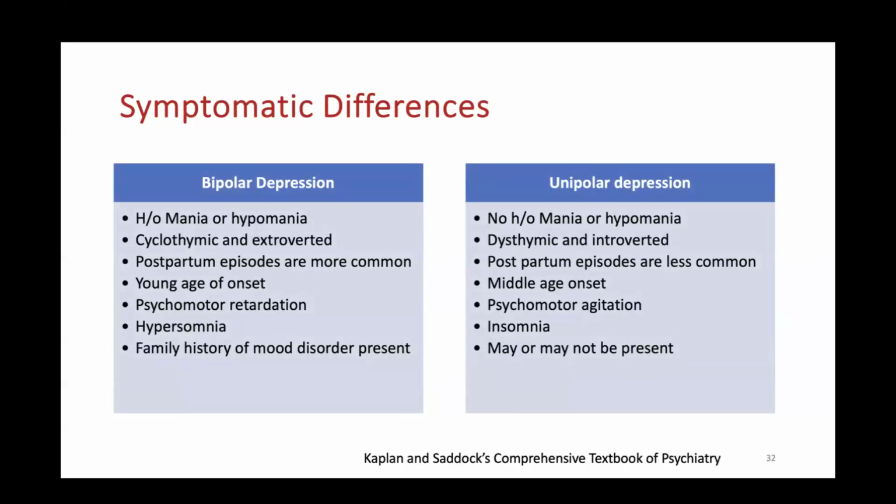In bipolar depression, there will be a history of mania or hypomania; in unipolar, no history of mania or hypomania. Cyclothymia and extroverted versus dysthymic. Postpartum episodes are more common in bipolar, less common in unipolar. Young age versus middle age. Psychomotor retardation versus psychomotor agitation. But remember, when you start antidepressants and the patient with depression becomes agitated, then there is a chance of bipolar depression. But in the presentation, if there is psychomotor retardation, it is bipolar. If it is psychomotor agitation, it is unipolar. Hypersomnia, which I was talking about, versus insomnia in unipolar depression. Family history of mood disorder is present, versus family history of mood disorder may or may not be present.